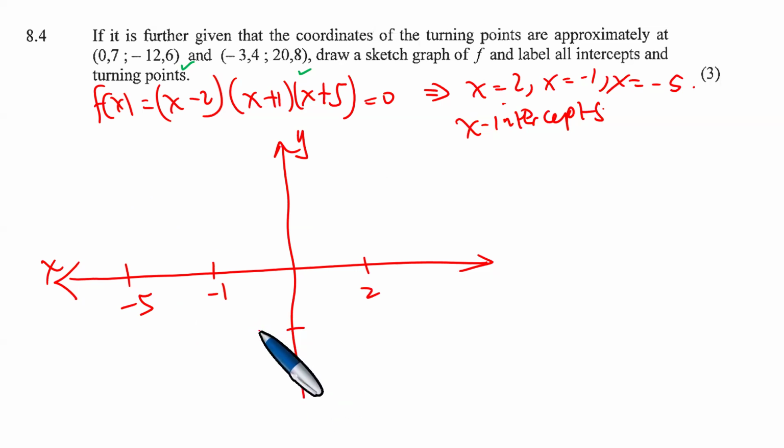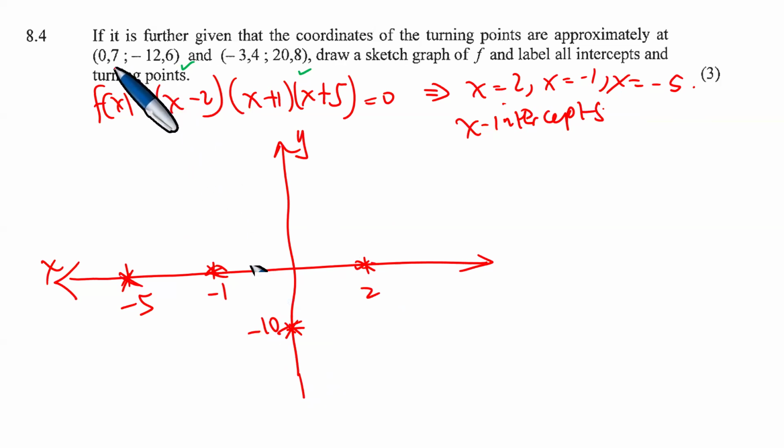There is our y-intercept, which is minus 10. And then we can just put in our turning points. This one is our x-intercept, so we don't miss them: 2, minus 1, minus 5. And also this one here is our y-intercept, so we can't miss that.